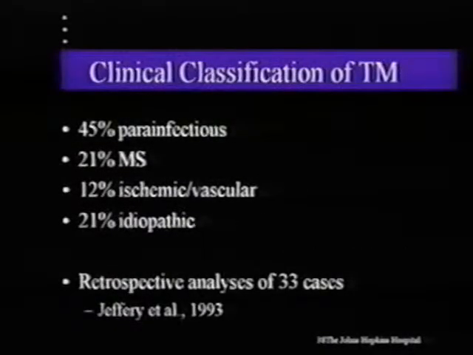45% have been felt to be para-infectious, meaning related to an infection. 21% in this one study, we have not directly addressed this in our study, ultimately were found to be multiple sclerosis. 12% were felt to be ischemic and vascular, and about 21% we just never know. We don't find out what the cause was.